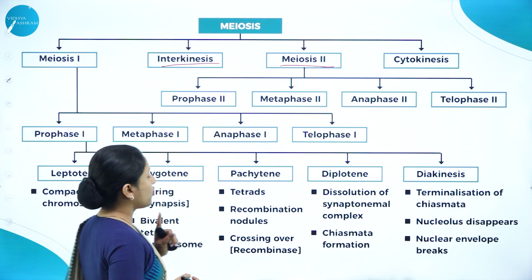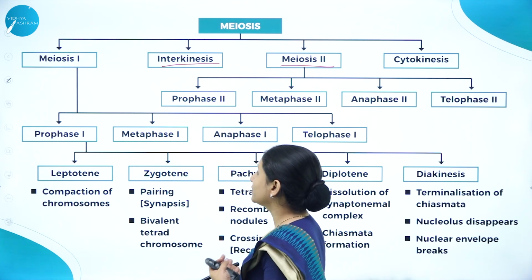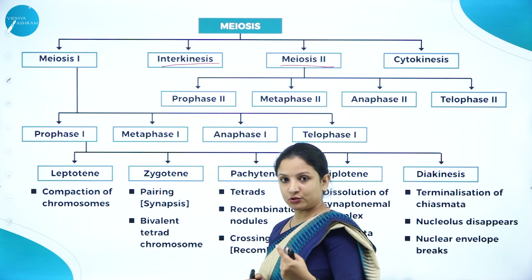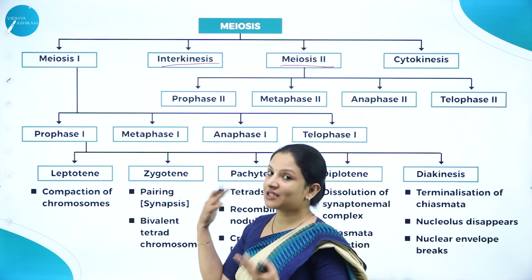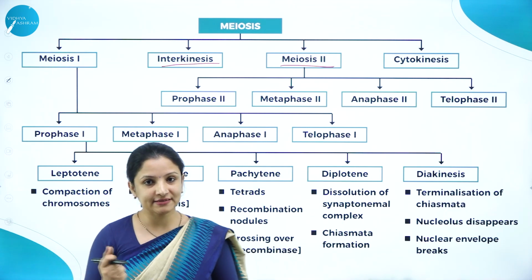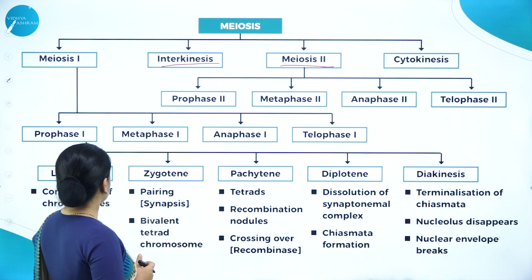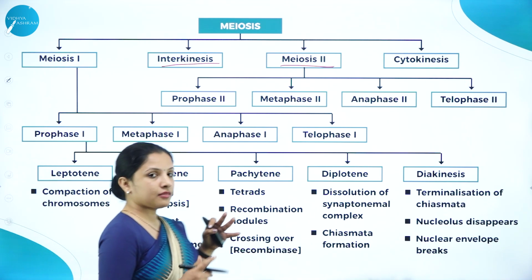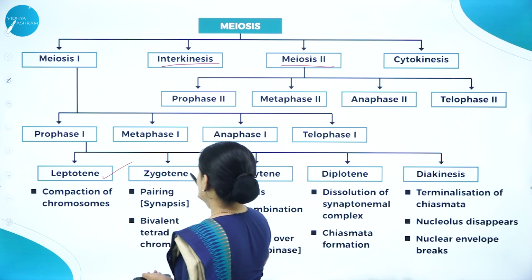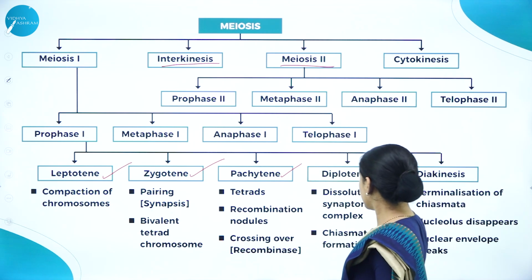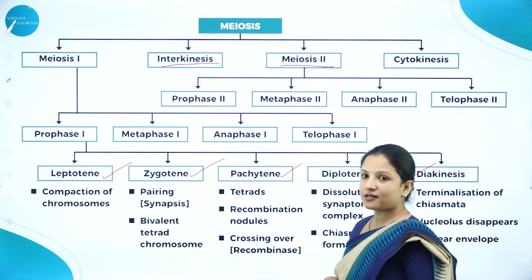Now talking about meiosis 1, in meiosis 1 also there is prophase 1, metaphase 1, anaphase 1 and telophase 1. So all the steps are the same as in mitotic cell division itself. In prophase 1, again, they undergo different stages. One is leptotene, then comes zygotene, then pachytene and diplotene, and the last one, diakinesis.